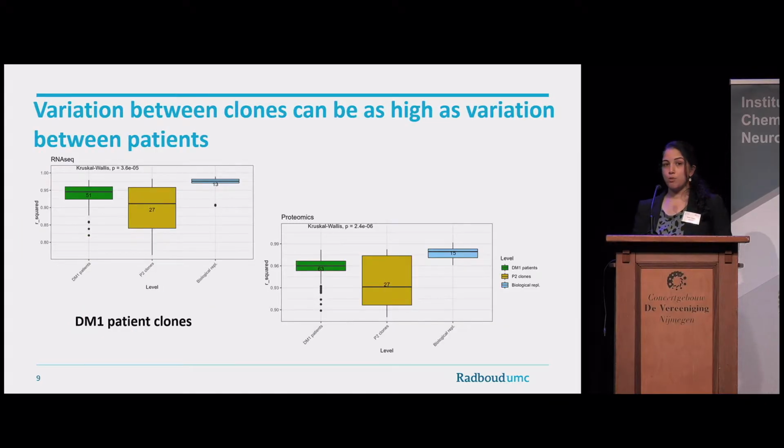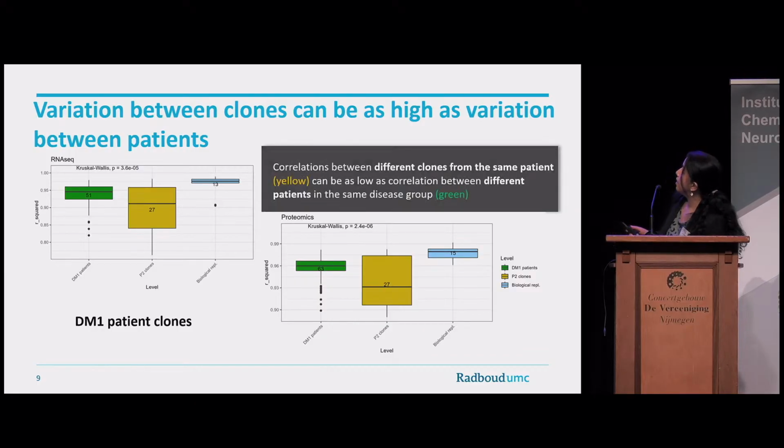Since we also had multiple clones from the same disease group, so multiple iPSC lines from the same patient, we also wanted to see how the clones from a single patient correlate. And what was surprising was that the correlations between the different clones from the same patient were as low as the correlations between the patients within the same disease group. We wanted to dive into this, like what could be causing this.